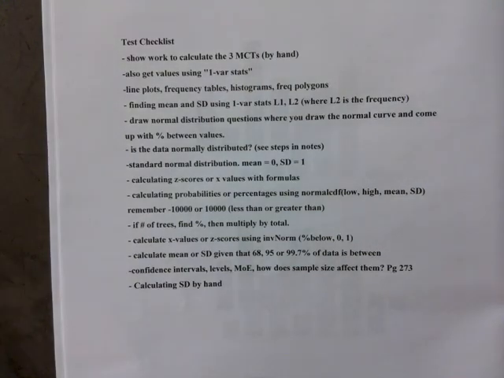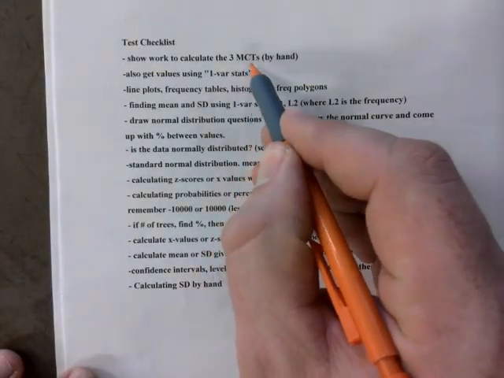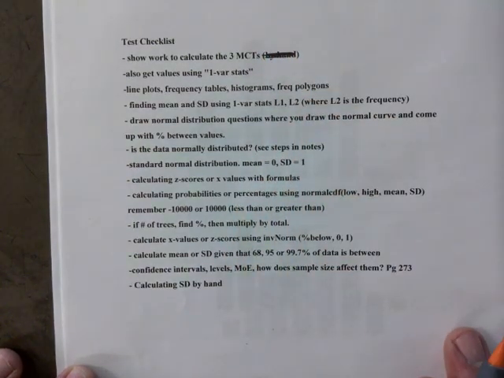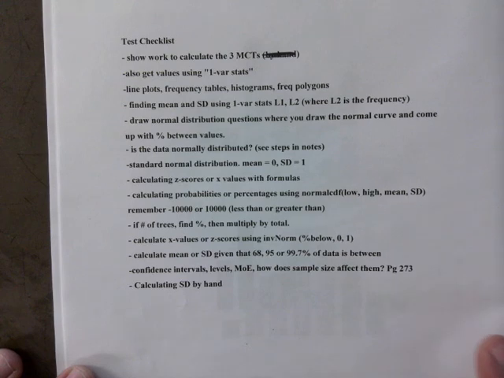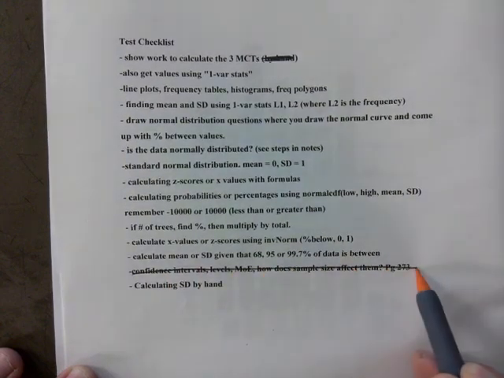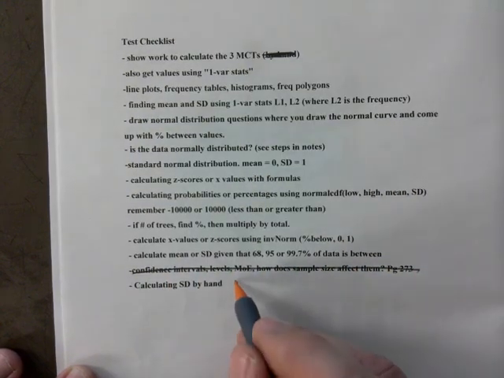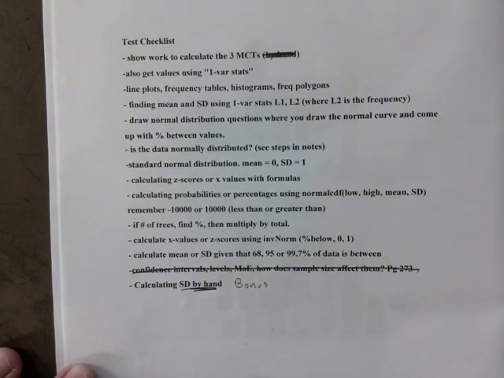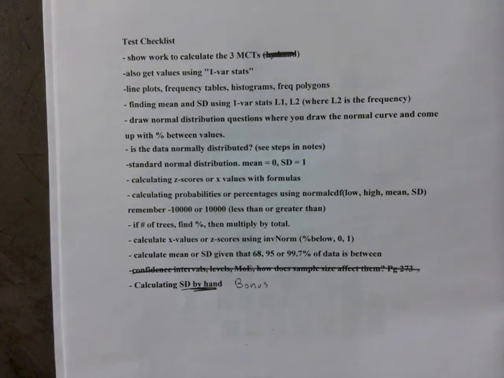I will tell you that calculating the MCTs by hand, I will not make you do it. You can always use your calculator to do that. We won't have to worry about confidence intervals, all of that stuff. And this will be bonus, right? Like calculating the standard deviation completely from scratch by hand. I posted it, it's a 7-minute video if you want to give that a go, okay?